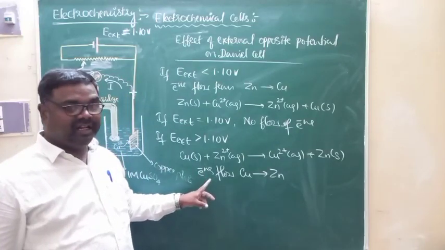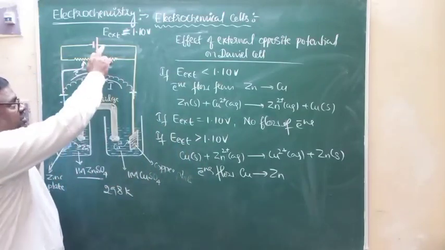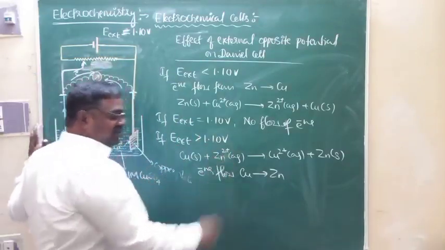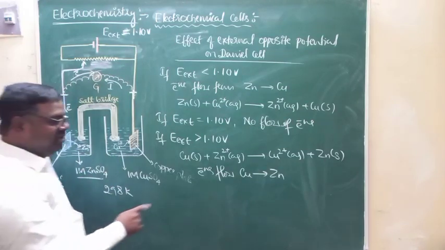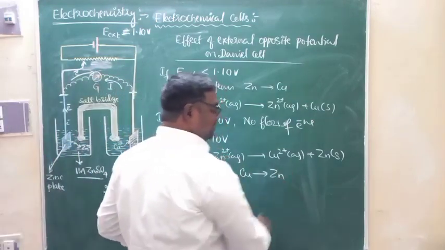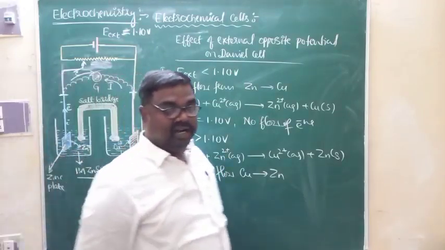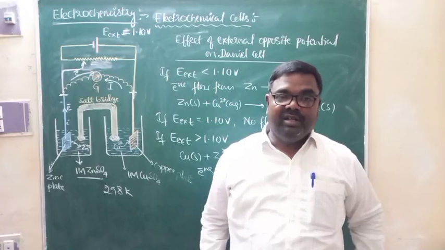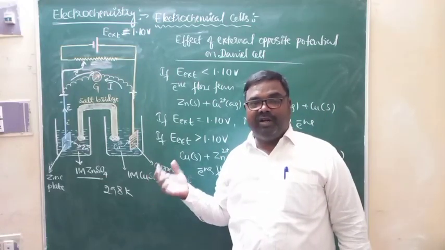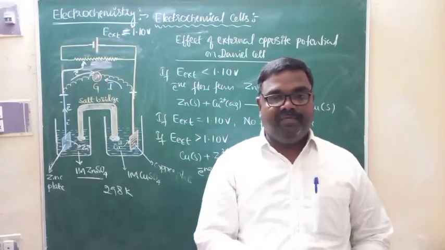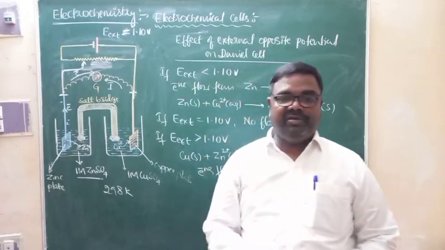be reversed, and electrons flow from copper to zinc, because when the external opposite potential is greater than 1.10 volts, oxidation of copper takes place and reduction of zinc takes place. Because of that, electrons flow from copper to zinc. This is the chemical reaction, and because of that the Daniell cell is converted into an electrolytic cell. Now under this particular condition, the Daniell cell will be converted into an electrolytic cell. A question can be asked: under what conditions can a Daniell cell be converted to an electrolytic cell?